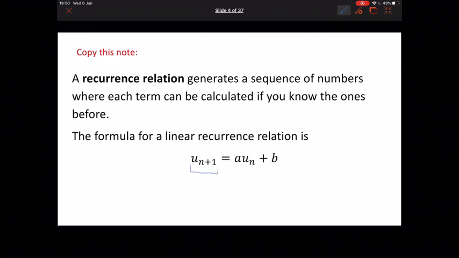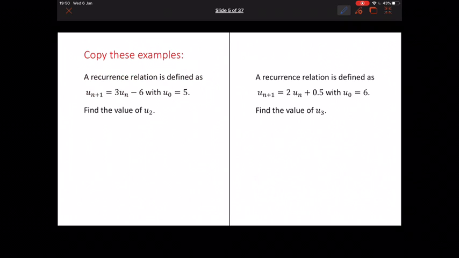u(n+1) just stands for the next term in our sequence, and u(n) stands for the previous term in our sequence, and a and b are just numbers. So stated simply, to get the next term in your sequence, you're taking a number and multiplying it by the previous term in your sequence and then adding on another number to it. We'll look at a couple of examples here.